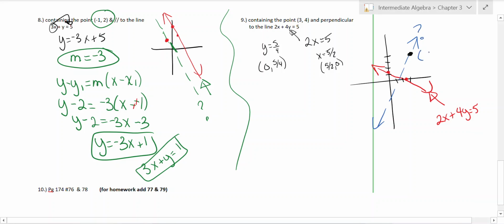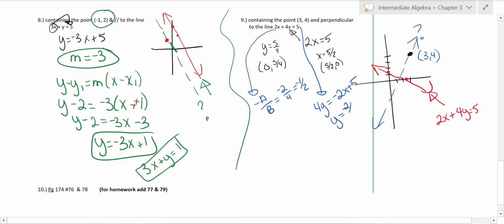Well, we have a point. This point is 3, 4. And we actually know a slope. The slope of this one is the opposite of a over b, which is negative 2/4, which is negative 1/2. We could also figure this out by putting it in slope-intercept form. So 4y equals negative 2x plus 5. y equals negative 2/4 x plus 5/4. So that's the slope of the red line.